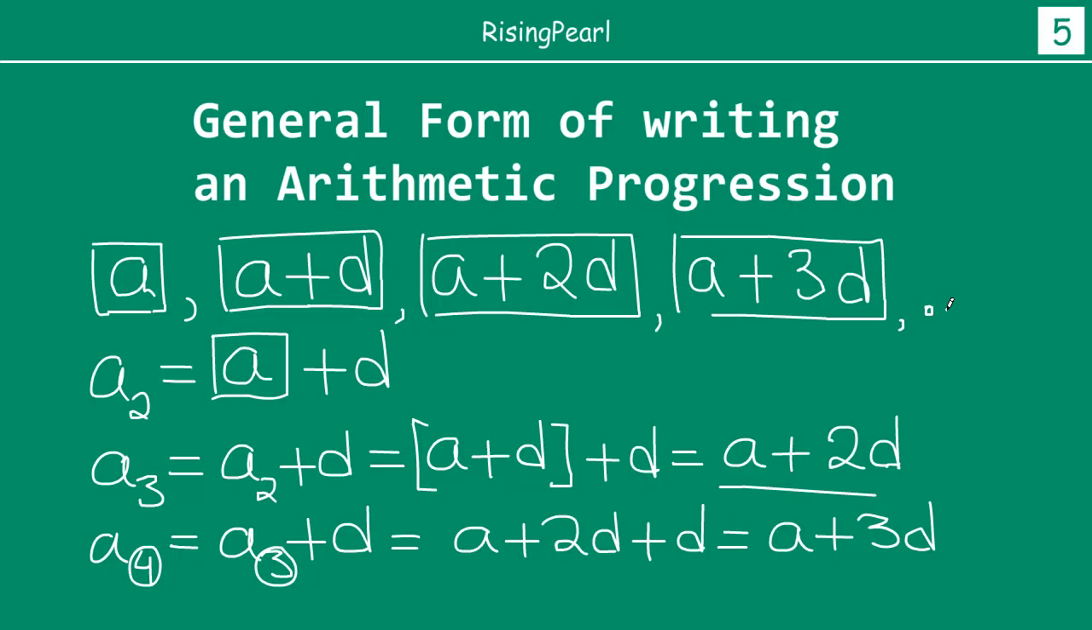This way of expressing an arithmetic progression in terms of the first term and common difference, first term A, second term A plus D, third term A plus 2D, fourth term A plus 3D, and so on, is often known as the general form of writing any arithmetic progression.